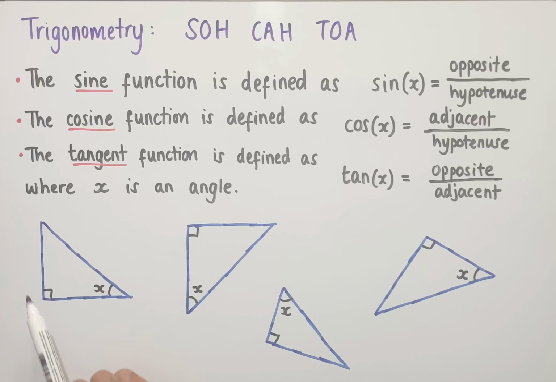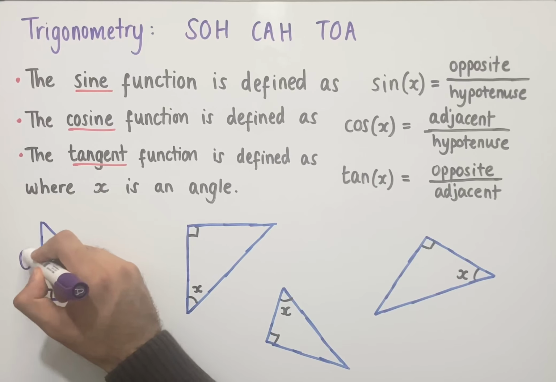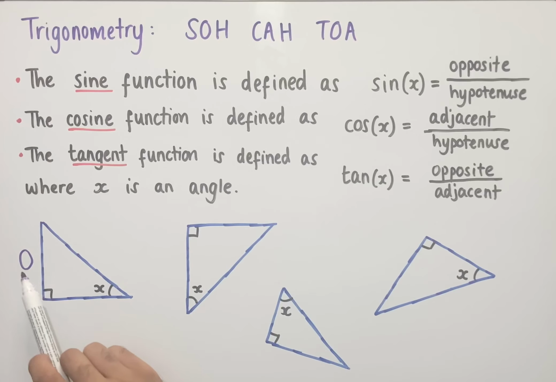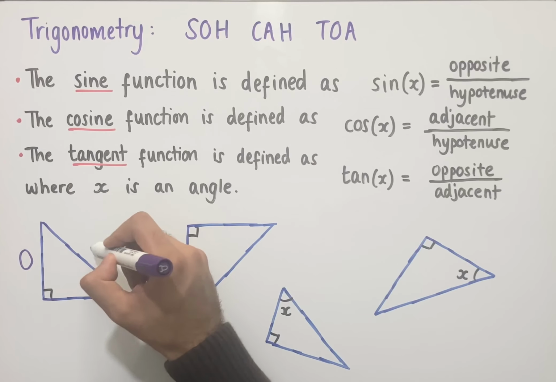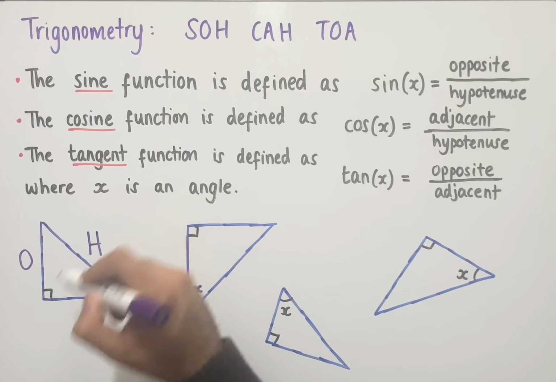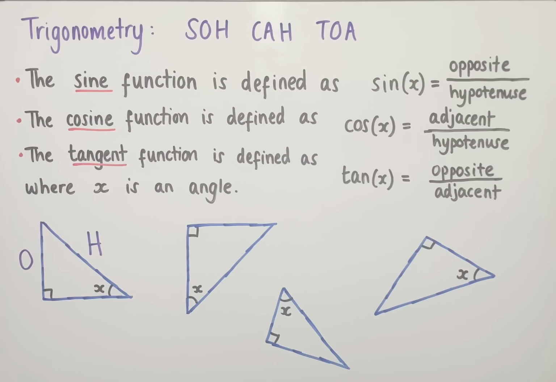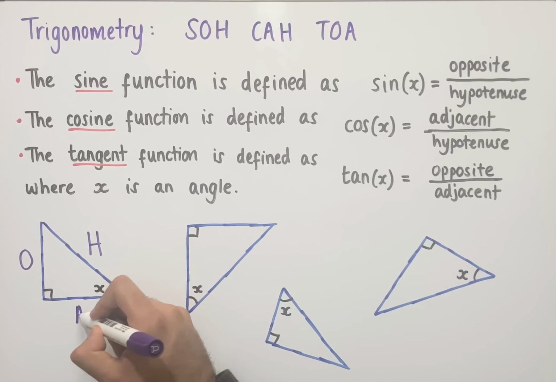Now each of the sides in this triangle can be labeled in relation to this angle x. The side that's opposite the angle x is this side here. If we call it O for opposite, then that's the side that is opposite angle x. The hypotenuse is the side that's opposite the right angle, and so in this case that's this side here. We can label it as h. And then the adjacent side is the side that's left over, or the side that's closest to the angle that's not the hypotenuse. So in this case we can label it as a.